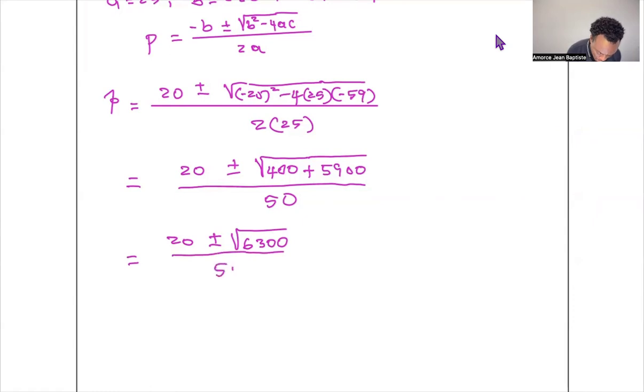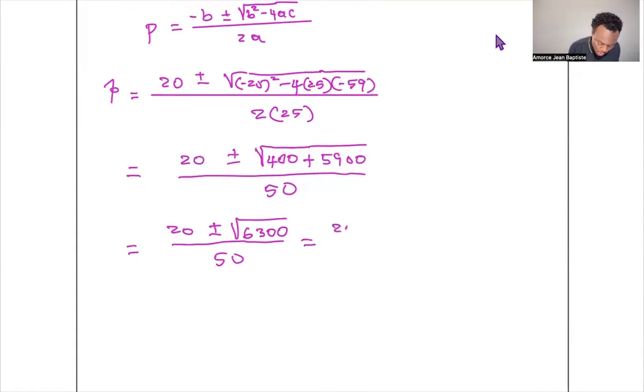Well, this we can break down. There are multiple ways of solving this, but since I've already seen most of the factors of 6,300, I can start breaking it down. Again, this is not the only way of doing it. You can take the 6,300 and break it down, see all the factors, or factor it into perfect square factors and see what it comes down to.